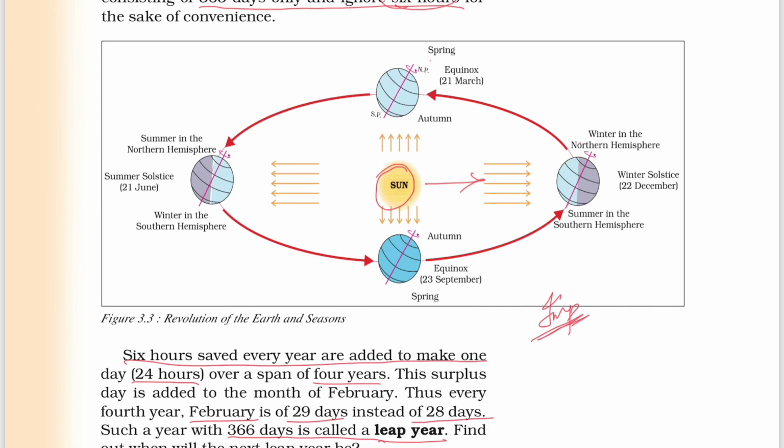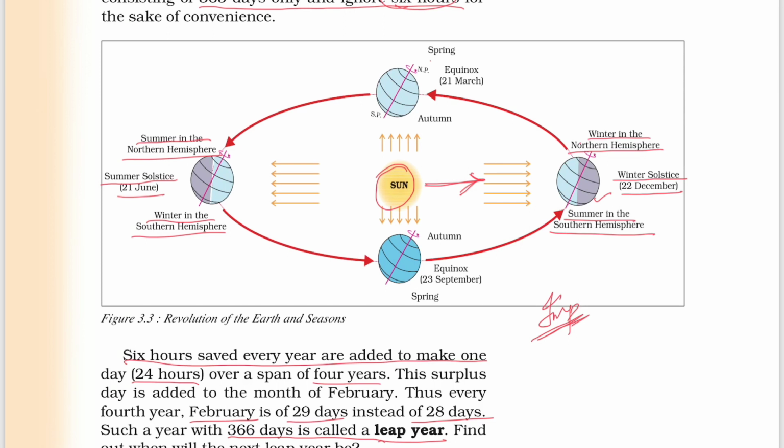Here this is the Earth. When the Sun's rays fall here, that part of the Earth experiences winter in the northern hemisphere, which we call the winter solstice, on 22nd December. The southern hemisphere experiences summer. Next coming here, summer in the northern hemisphere, that is the summer solstice, on 21st June, and winter in the southern hemisphere.